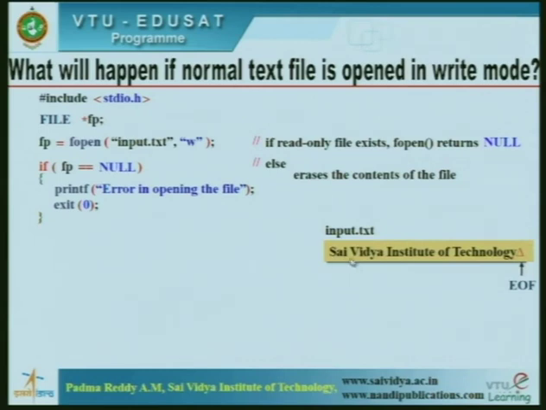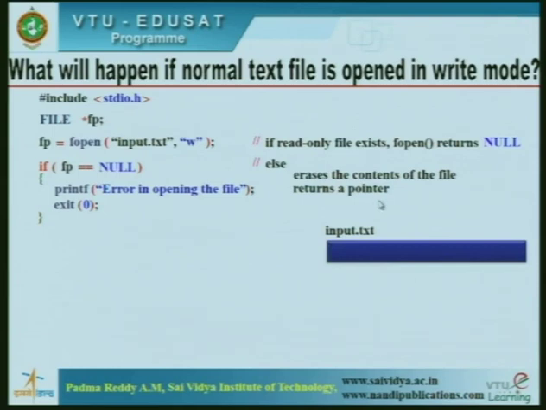Earlier we had this text, now the contents of the file will be removed, and it returns a pointer to the beginning of the file, so we get a file pointer which points to the beginning of the file. You should be very careful when you open a file in write mode, because the earlier contents of the file will be deleted permanently. You will not know what was in that file unless you store it in some other place.